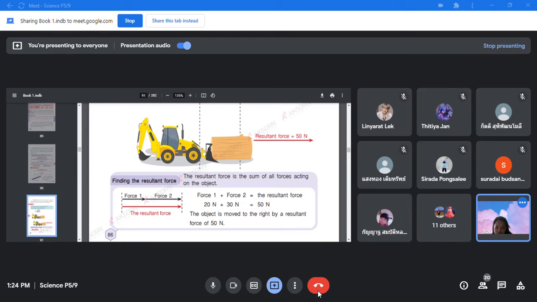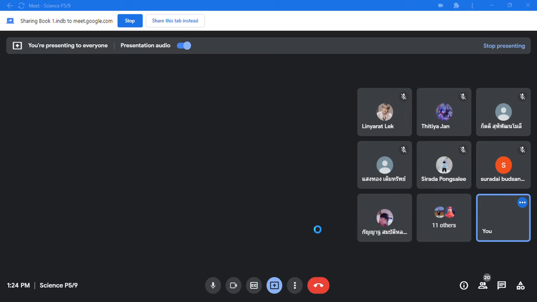Next one, next page. One second, my computer is slow.